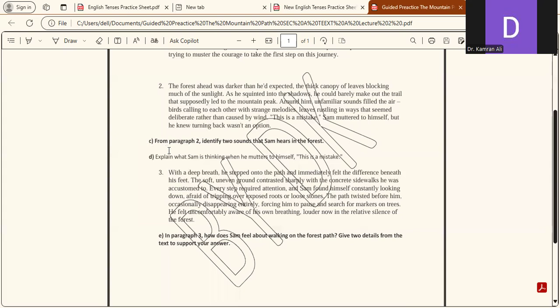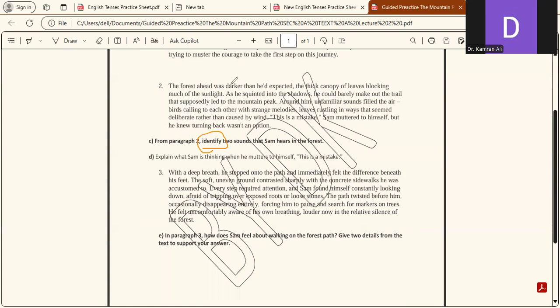I'm going to read the question first and then I'll read this relevant section here. From paragraph 2, identify two sounds that Sam hears in the forest. Now, here it's obvious that we are going to look for explicit information.